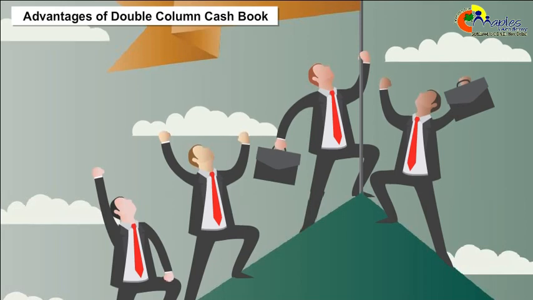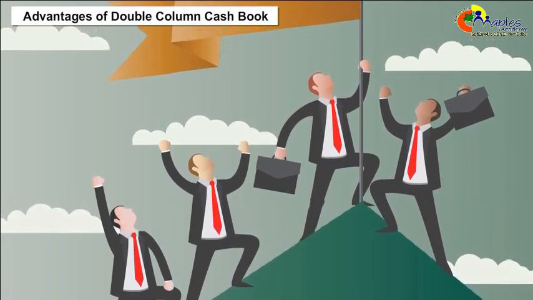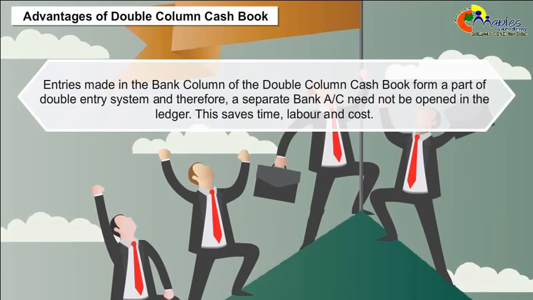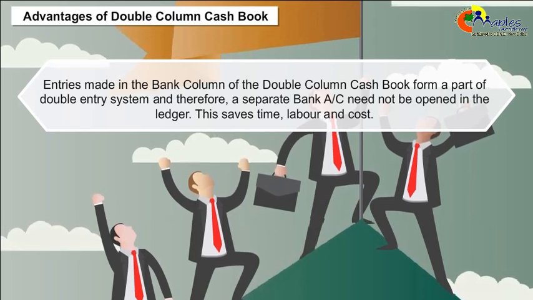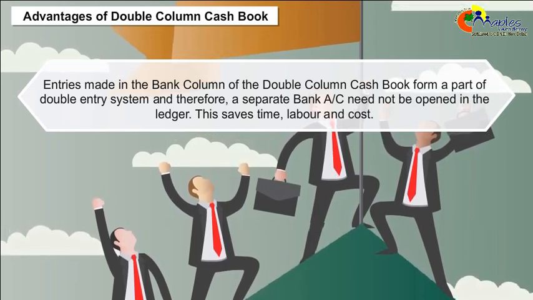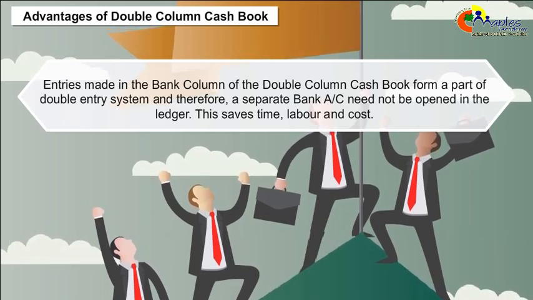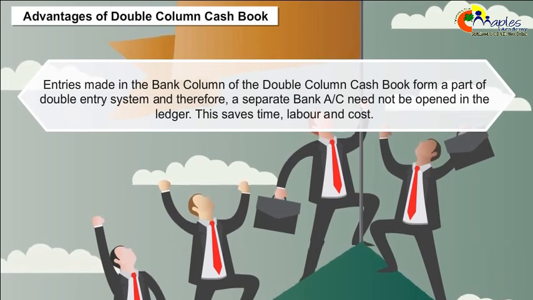Advantages of double column cash book. The following are advantages of a double column cash book. 1. Entries made in the columns of the double column cash book form a part of double entry system, and therefore a separate bank account need not be opened in the ledger. This saves time, labor and cost.